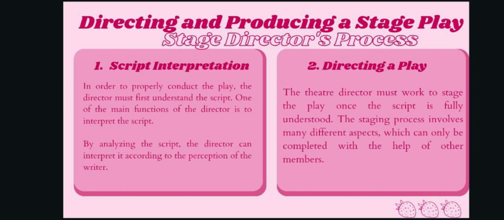Let us now proceed to the two stages of the director's process. The first one is the script interpretation. Before anything else, the director must fully understand the play. This means analyzing the story, characters, and themes to guide how the play will look and feel on stage. The second one is directing a play. Once the script is understood, the director starts shaping the actual performance, staging scenes, guiding actors, and working with other team members like designers and choreographers.